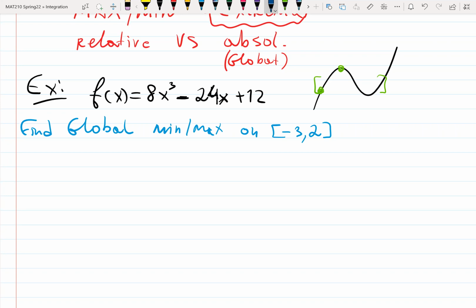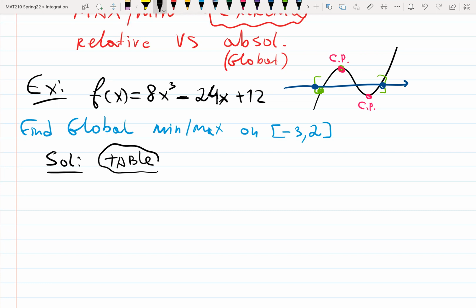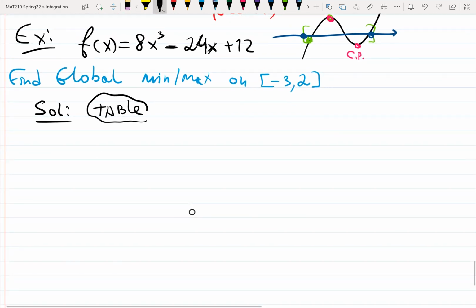And you have several candidates for that. You definitely need to check endpoints. Maybe it's there. And to check those hills and pits, which are critical points, how do we find critical points? Setting the derivative equal to 0 or DNE. Solution steps. That's the one with a table, remember? Table. The way you organize the information doesn't matter, but it starts like this.